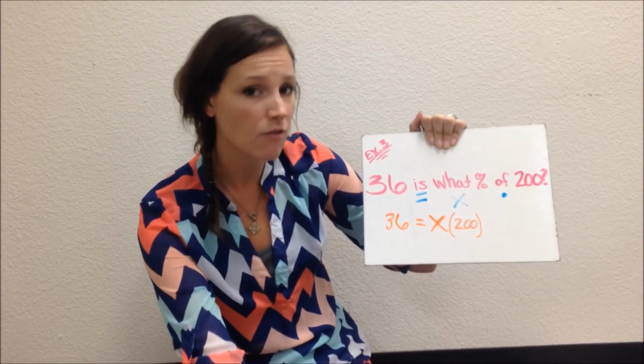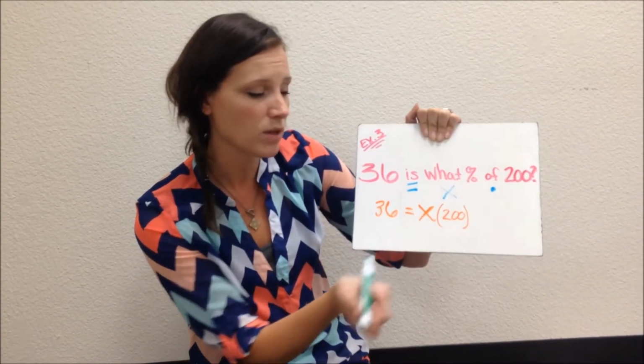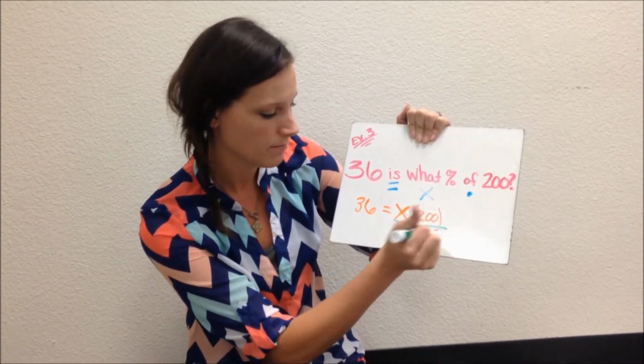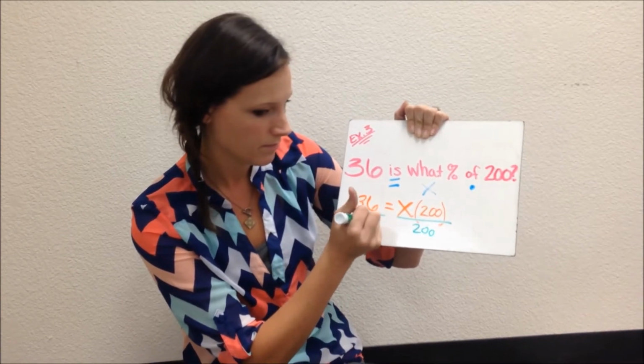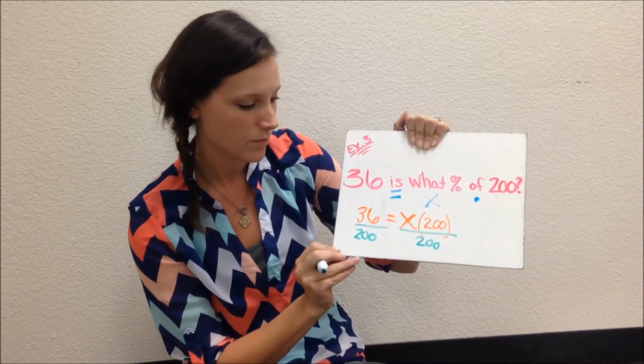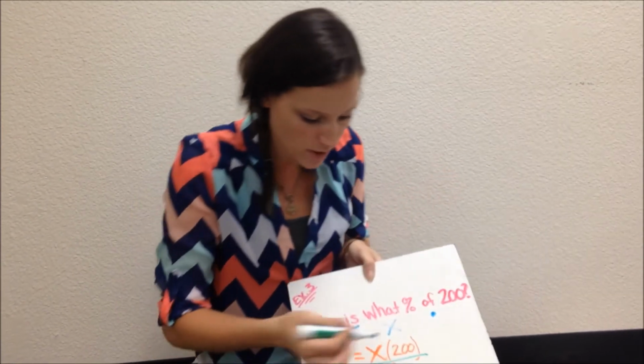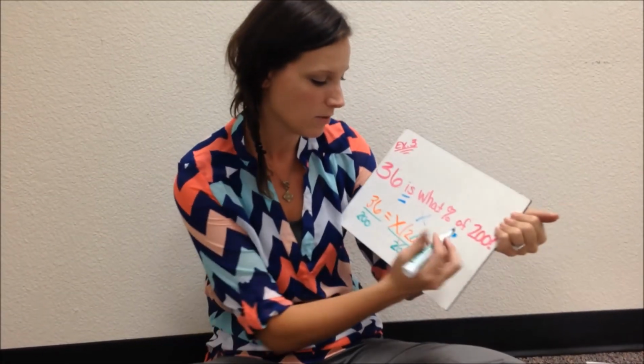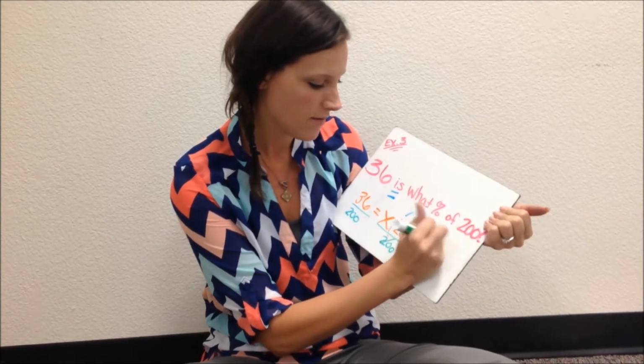Okay, I'm going to solve my equation. My X is being multiplied by 200, so I have to go ahead and divide by 200. Okay, the 200s on this side cancel each other out. You can go ahead and set up a division problem. 36 divided by 200.